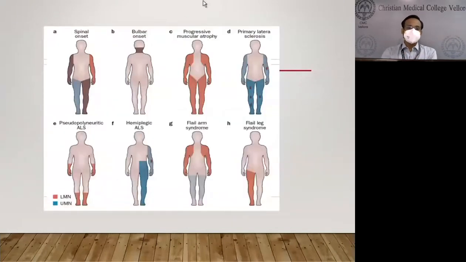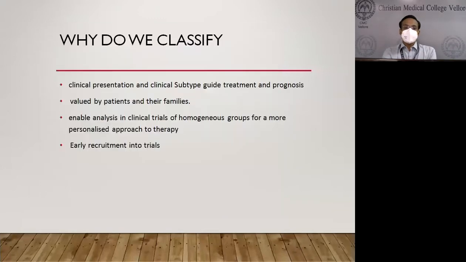These are the various forms, as a diagrammatic representation, with the orange color demonstrating the LMN and the blue color demonstrating the upper motor neuron dysfunction. The various colors in the spinal onset show at what point in time each limb was affected. The UMN dominant ones predominantly show only upper motor neuron dysfunction, with a few islands of LMN only on EMG or certain neurophysiological tests. The pseudopolyneuritic ALS presents with bilateral foot drop, in fact mimicking a polyneuropathy kind of presentation. ALS is generally classified based on the site of onset and the progression.